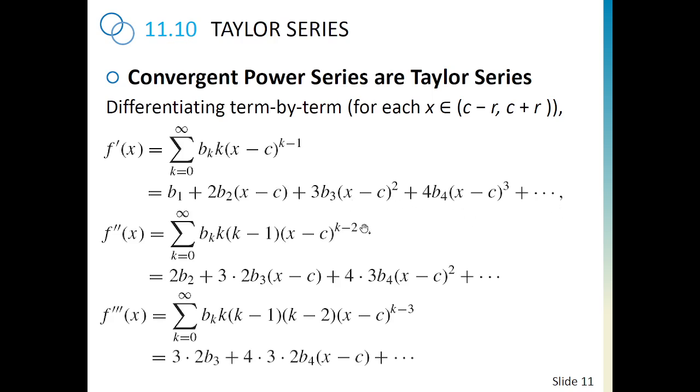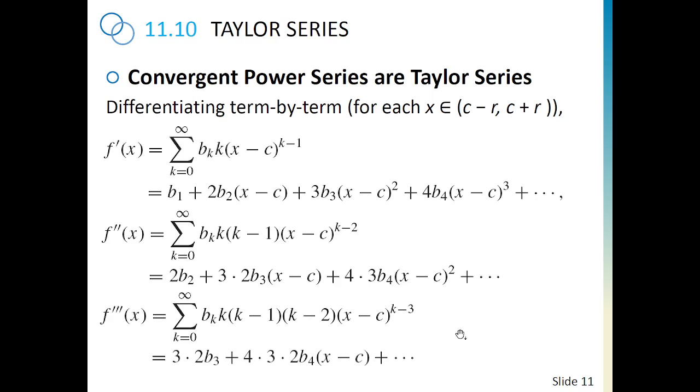Then I will evaluate it also at x equals c. This is what I get when I differentiate the second time. So if I evaluate this at x equals c, this is 0, this is 0, everybody is 0 except for the first term. So f double prime at c is equal to 2b2. So I get b2 is f double prime at c divided by 2. That's beautiful. And then I keep going like this.